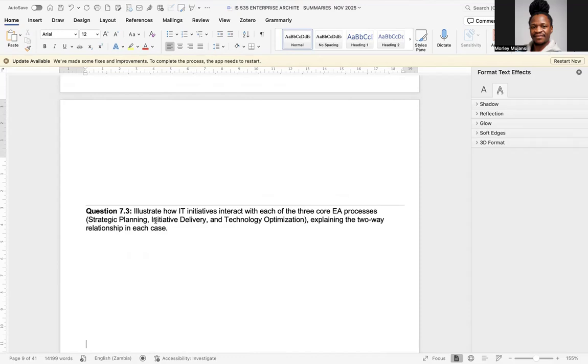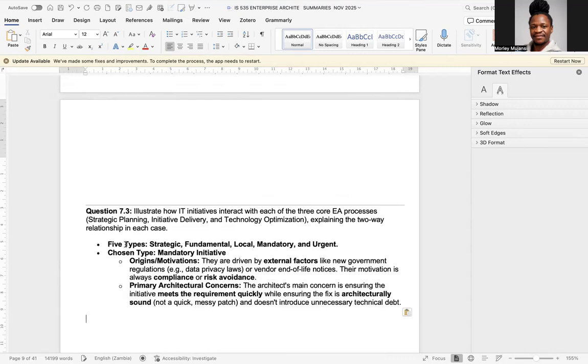And then initiatives are the main customers for EA, initiative delivery. The initiatives are the main customers for EA's governance and architectural guidance. These are outlines and designs. And then the initiatives provide the opportunity for EA to enforce architectural rules. And lastly, technology optimization. We're saying that this process helps manage the portfolio of initiatives and retires old technology. Initiatives are the source of new systems that need to be added to the landscape that is being managed.